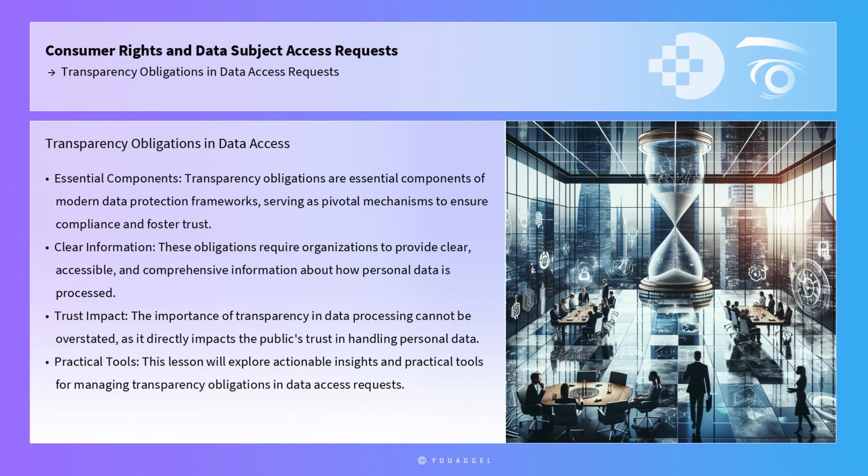Transparency obligations in data access requests are essential components of modern data protection frameworks, serving as pivotal mechanisms to ensure compliance and foster trust between organizations and data subjects. These obligations require organizations to provide clear, accessible, and comprehensive information about how personal data is processed, enabling individuals to exercise their rights effectively. The importance of transparency in data processing cannot be overstated, as it directly impacts the public's trust in how organizations handle personal data.